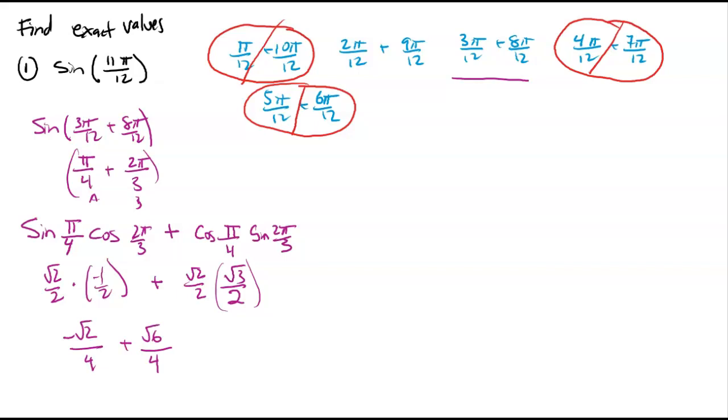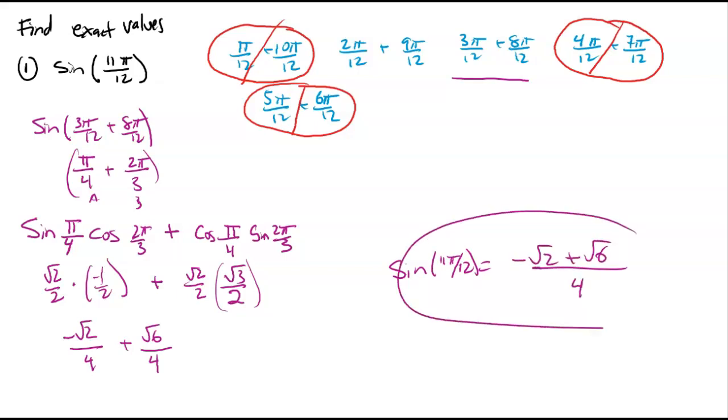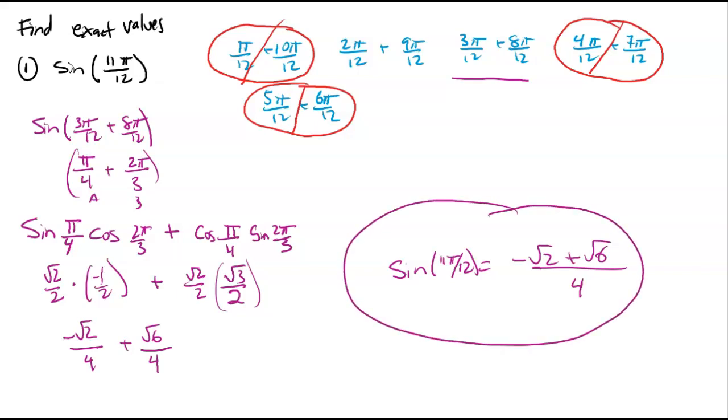Notice, again, very similar to when I found cosine of this number, I still get 4 as the denominator, and I still start seeing root 2 and root 6. So this value, 11 pi over 12, is going to be negative root 2 plus root 6 all over 4. Now, depending on how you originally wrote this, your negative 2 might be second, so we might see root 6 minus root 2. Again, the order doesn't matter as long as the values stay the same.